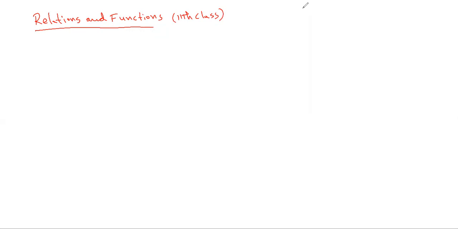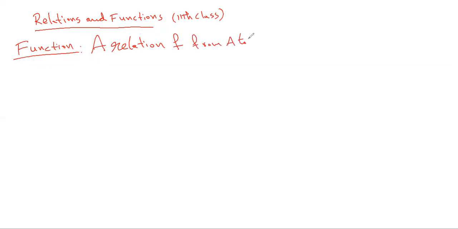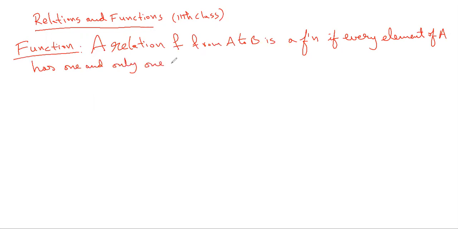So the concept of function. A relation f from A to B is a function if every element of A has one and only one image in B, denoted by f from A to B. So whenever you write f from A to B, it is understood that it is automatically a function.